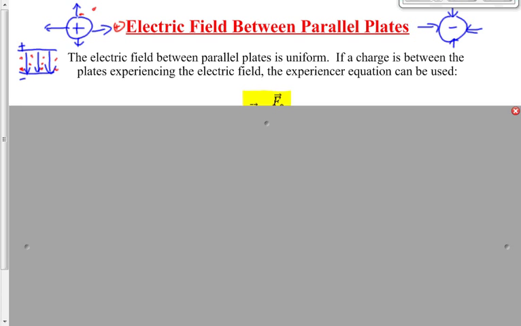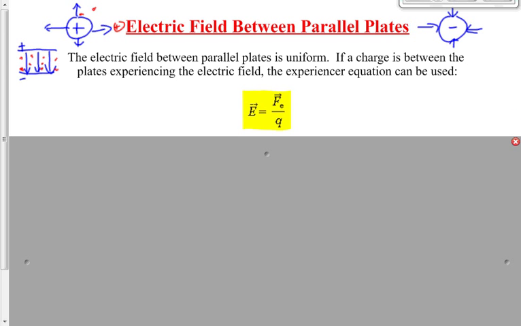Now, we can still use the experiencer equation when describing the field felt by something in between these parallel plates, just the same as we could when we had an experiencer in this non-uniform field. Why? Because the experiencer equation isn't depending on what caused the field. It's dependent upon what experiences the field. You can have an experiencer anywhere. The equation that describes that experiencer is the same.